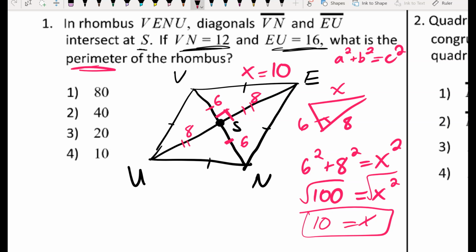Now that's just the length of one of the sides. If I want to find all four of the sides, I'd have to multiply that value by 4. So my final answer for the perimeter here is 40 units.